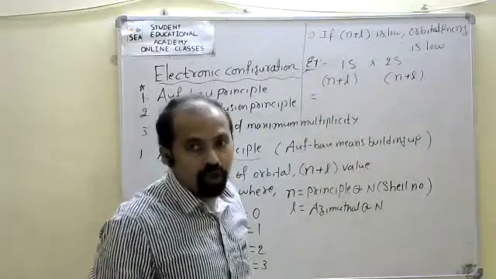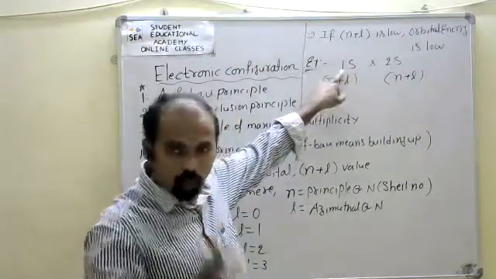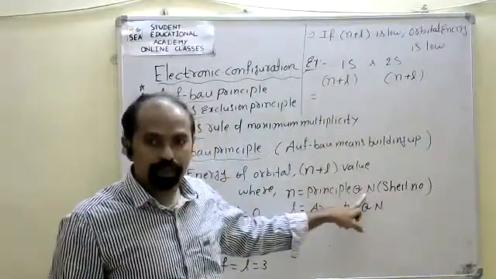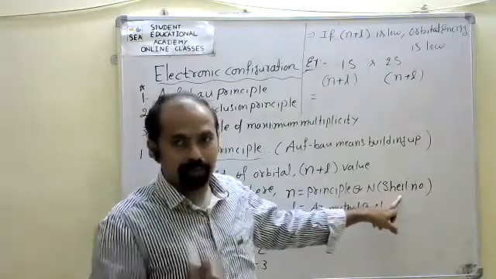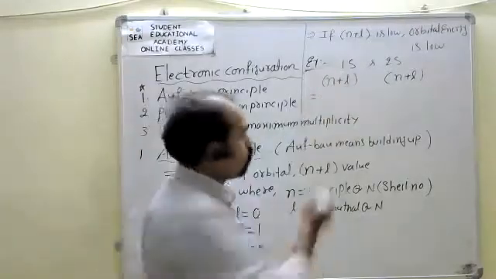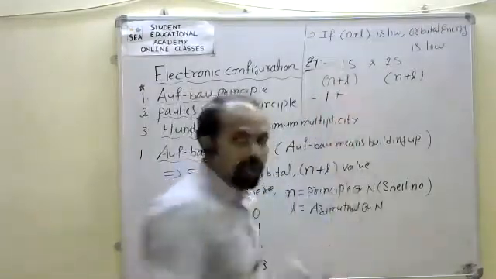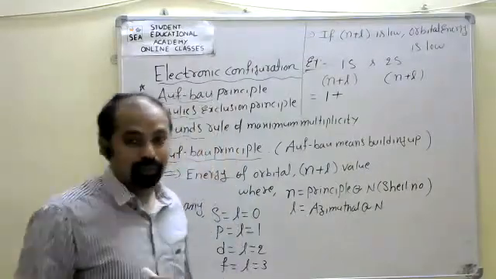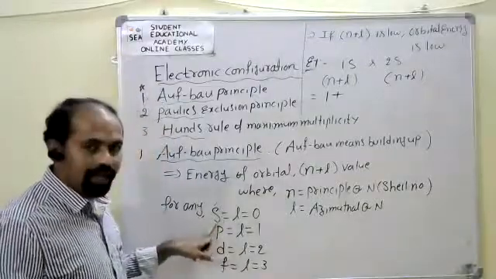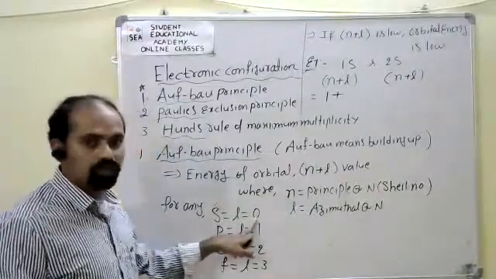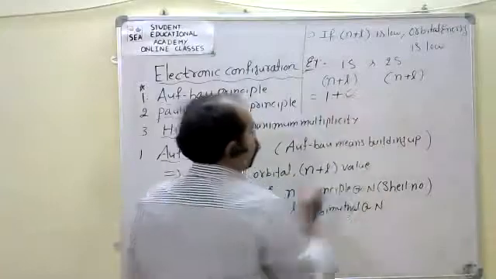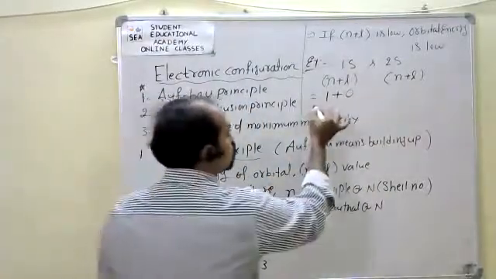First, the 1s orbital. What is the n value here? 1. n is nothing but the principal quantum number, that is the shell number. What is the l value? 0. For any s orbital, l equals 0. So the total is equal to 1.